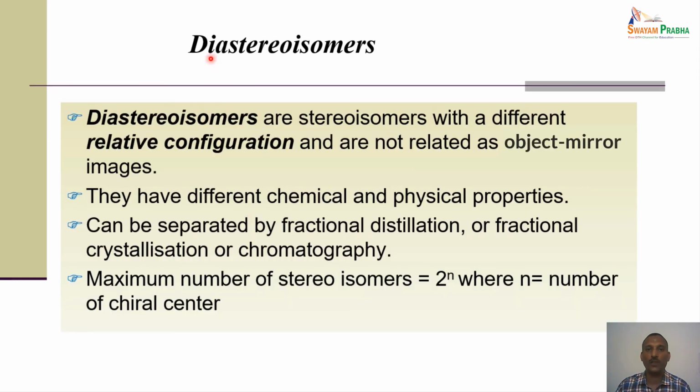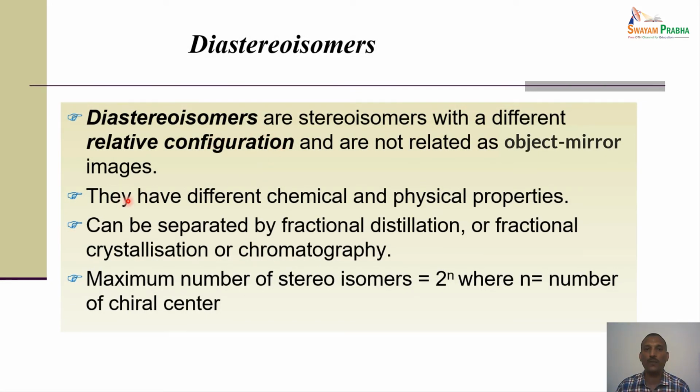Let us move on to the next one, which is the diastereomer. The major difference between enantiomers and diastereomers is that diastereomers are stereoisomers with a different relative configuration and are not related by an object-mirror image relationship. Enantiomers have an object-mirror image relationship, but they are non-superimposable. Diastereomers are neither superimposable nor mirror images. So these are the two differences between diastereomers and enantiomers.